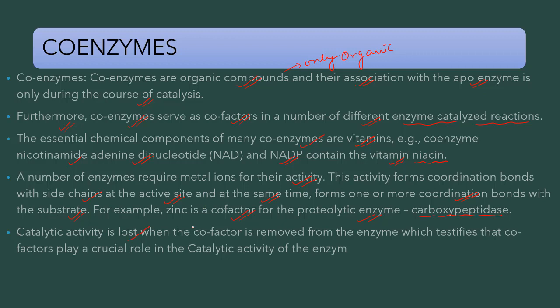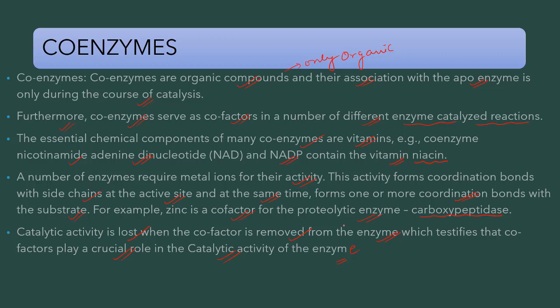Catalytic activity is lost when the cofactor is removed from the enzyme, which testifies that cofactors play a crucial role in the catalytic activity of the enzyme. Most of the cofactors, whether organic or inorganic, help to make the substrate compatible with the enzyme. Coenzymes are organic, and their association with apoenzyme is only seen during the course of catalysis.